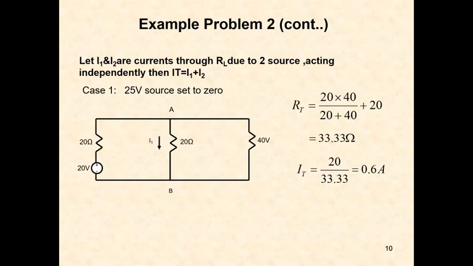Now we have to find the current through the 20 ohm resistor. That is I1. So I1 is equal to 0.6 into 13.33 divided by 20, that is 0.4 amps.